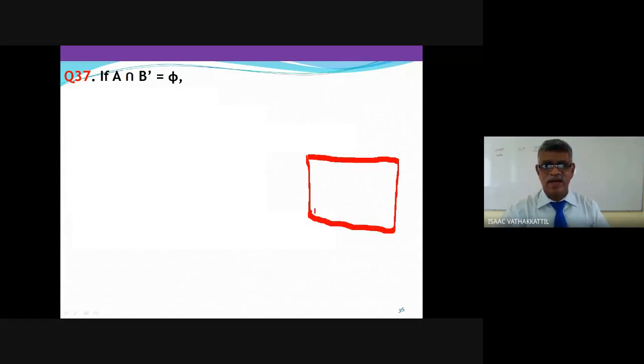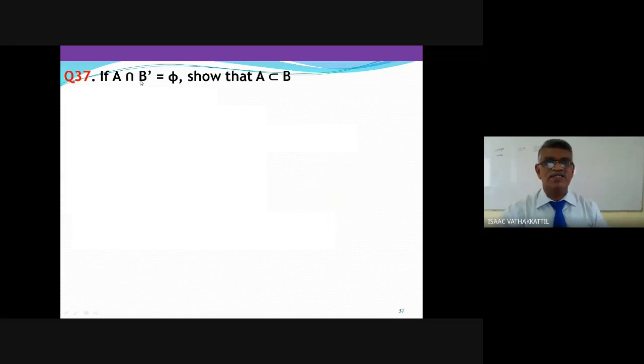If A intersection B dash is null set, can you imagine how A intersection B dash is null set? If this is A, and this is B, there is no part of A outside B. A intersection B dash is null set. This is happening only when A is a subset of B. You are asked to prove that if A intersection B dash is null set, then A is a subset of B. Correct? Let us see how we get along.